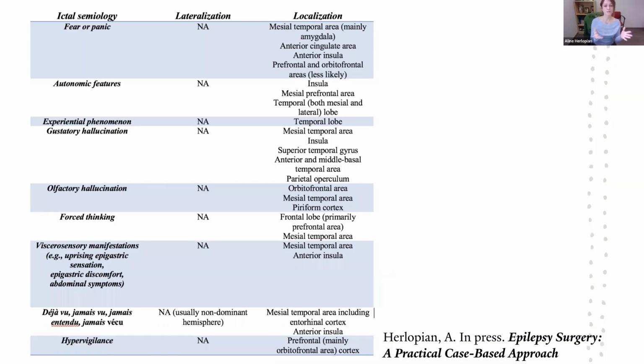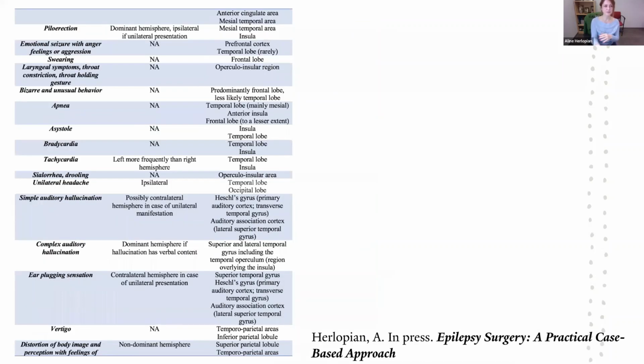Autonomic features sometimes come from the insula, the temporal lobe, mesial prefrontal. Experiential phenomena is usually this deja vu-like feeling, or the complex visual hallucinations, psychic manifestations. Usually they point to the temporal lobe. The most important also is the déjà vu, the jamais vu, all these memory-related manifestations. They point to the mesial temporal area, the entorhinal cortex, and less likely to the anterior insula.